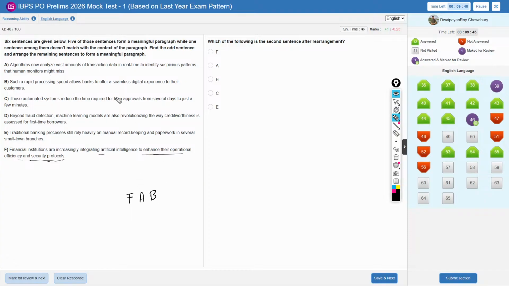Such a rapid process allows speed to offer seamless experience, beyond fraud detection, revolutionary credit worthiness. Access of this automated system reduce the loan taking time, and lastly, the traditional banking still rely heavily on this. The second after rearrangement is for me A.